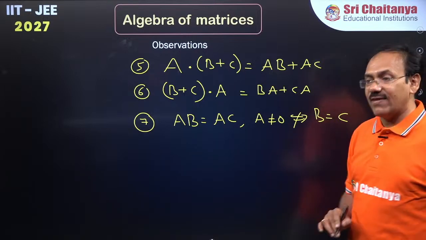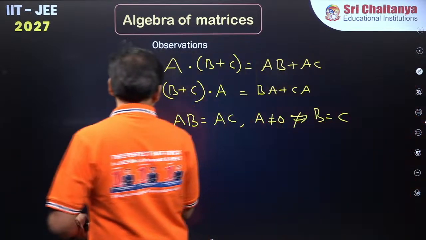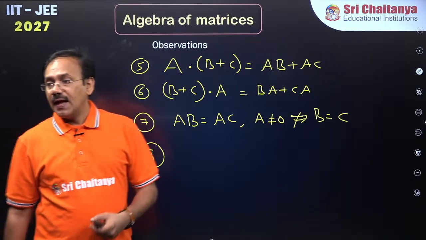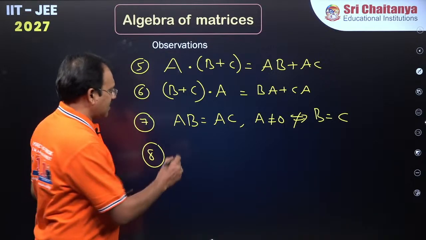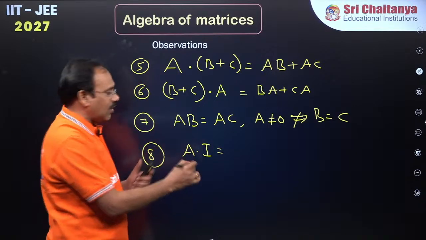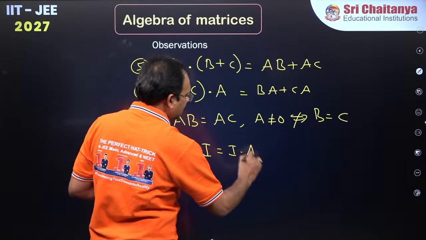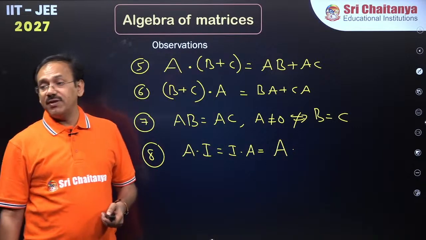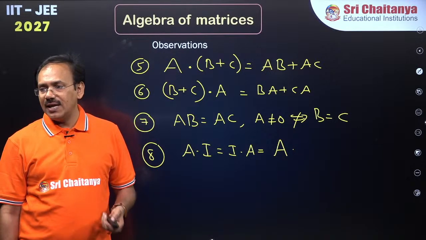Right? The next property, property number 8. And dear students, in matrices, do remember A into the identity matrix of the relevant order, or identity matrix into A, is always A. So I commutes with any matrix.